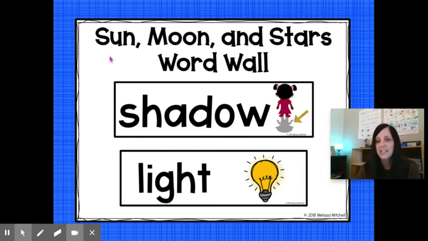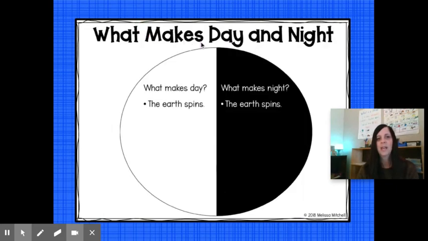So light is one of our new words. Shadow, light, and spins. And then this is our anchor chart that you did yesterday, and we're going to talk more. And I know that a bunch of you filled out some of the things that happen during the day and what makes day, and you filled out what happens during the night. But here's two new things.